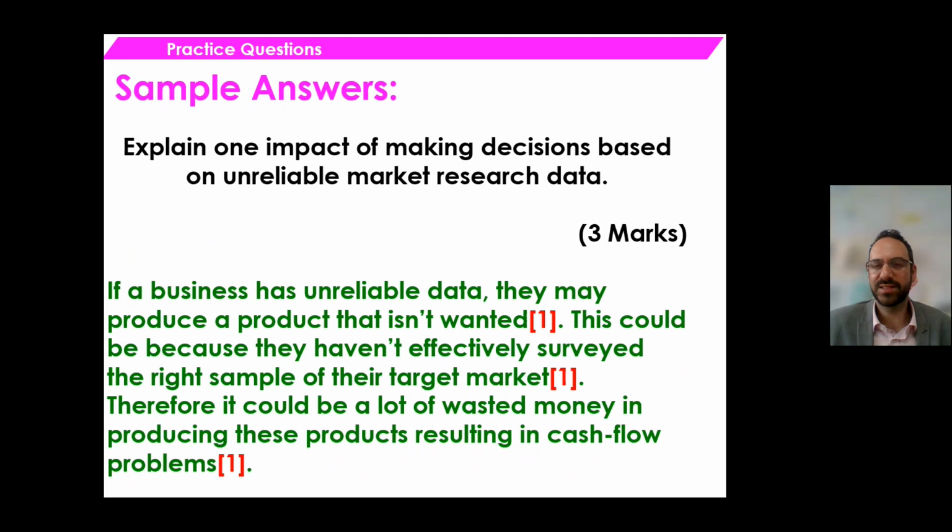Even when we're talking about finances in the last part of the therefore, it's not about making less profit or risk going bankrupt. They're really extreme and don't necessarily show a well-considered answer. This is showing about explaining what is the impact of them making that bad decision. So therefore, it could be a lot of wasted money in producing these products and then recontextualizing it, resulting in cash flow problems. So it's not about bankruptcy or things like that at the end, but it's about linking what it is to your previous points there.